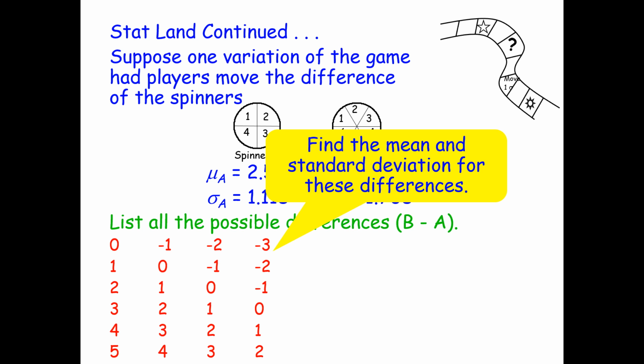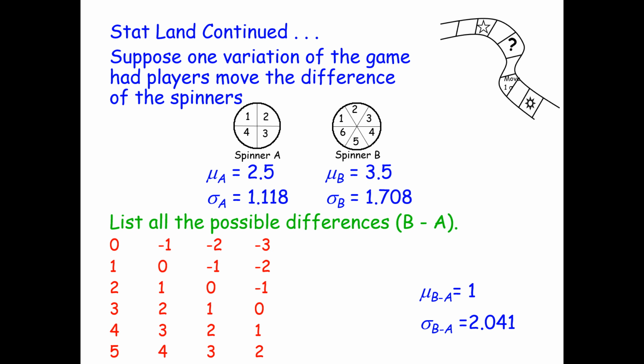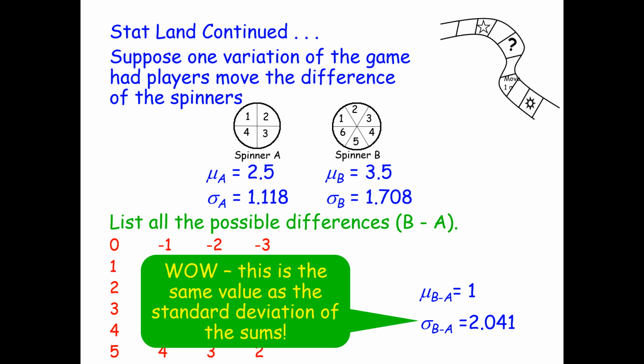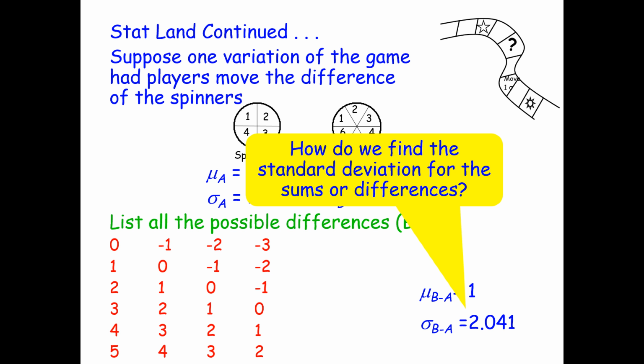So you should have gotten that the mean of B minus A is 1, and that the standard deviation of B minus A is 2.041. Notice that the mean of the differences is the difference of the means. But wow, this is the same value as the standard deviation of the sums. So how do we find the standard deviation for the sums or differences?